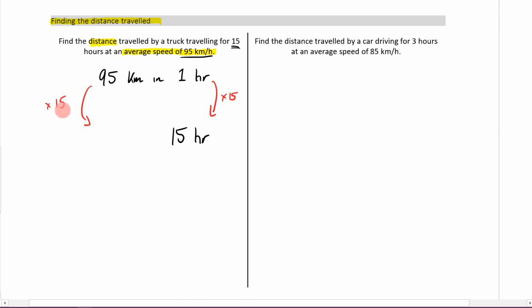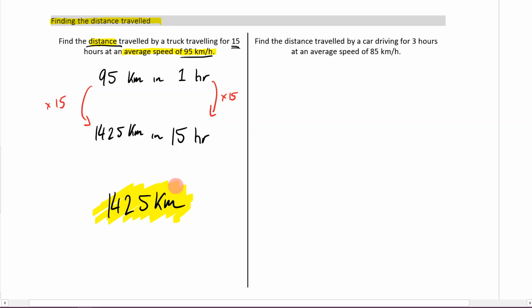You can use your calculator here. What's 95 times 15? It's 1,425. 1,425 kilometers in 15 hours. So remember, it wanted us to find the distance. So the distance is 1,425 kilometers. That's the answer because the answer is a distance.